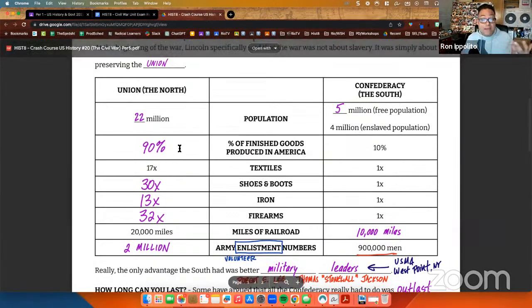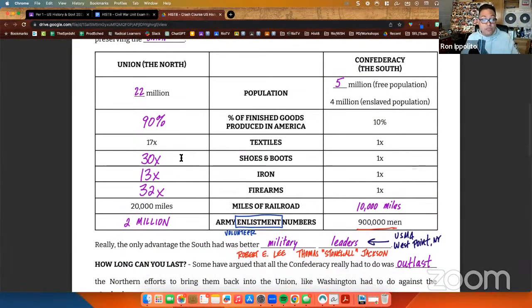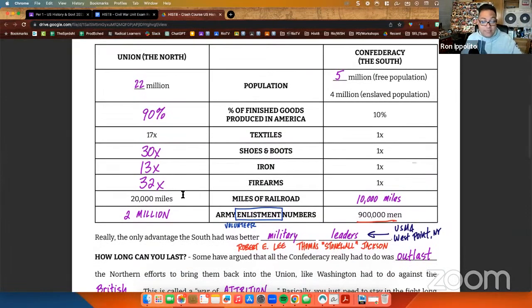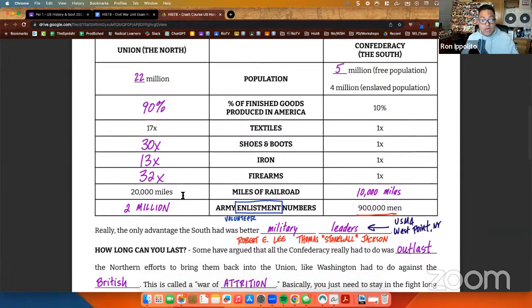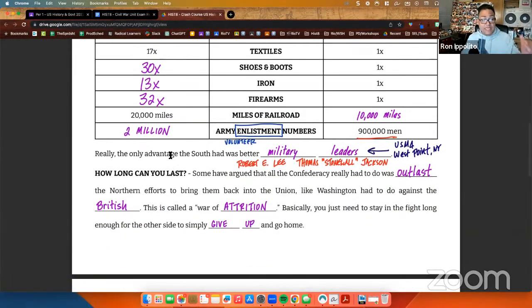So they had a greater manufacturing capacity, more textiles, which is just like fabrics, more shoes and boots, iron, firearms, double the number of miles of railroad, and they could also enlist over double the number of volunteers in the Army. Really, the only advantage that the South had was better military leaders like Robert E. Lee and Stonewall Jackson, right? So those were examples. That's really one of the only major advantages that the South has.